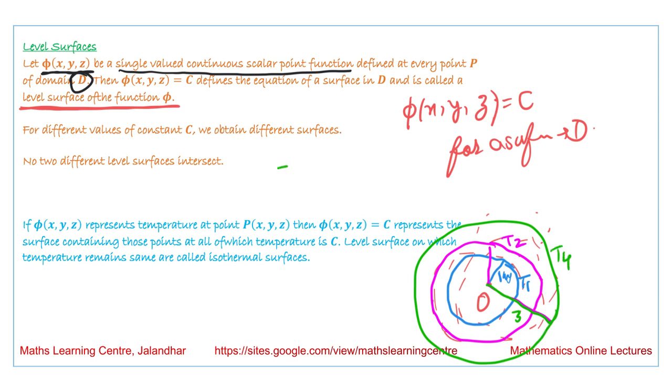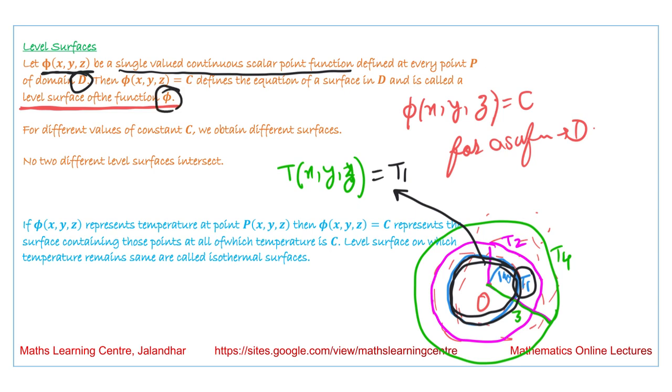So what are we measuring? We are measuring the temperature at the point x, y, z, and temperature of x, y, z is equal to T1 corresponding to this first circle. This circle, at which the temperature is constant, is called the level surface corresponding to this function phi. This is one level surface. Corresponding to this temperature T2, we will have another level surface. Corresponding to this T4, we have another level surface.